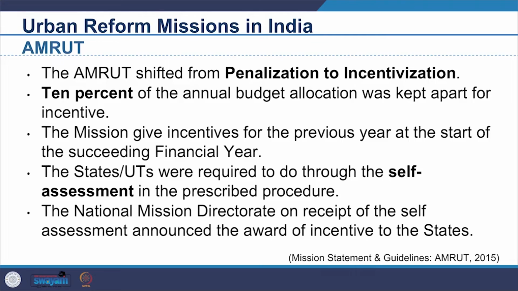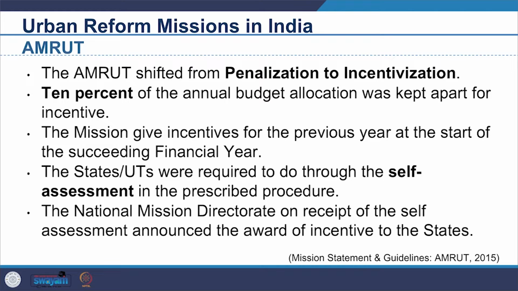The past experience showed that projects got delayed if release of project funds was linked to non-completion of reforms. Therefore, AMRUT shifted from penalizing to incentivization. 10% of the annual budget allocation was kept apart and given to the states or union territories every year as incentive for achievement of reforms.